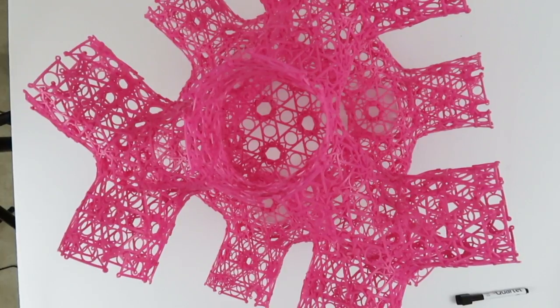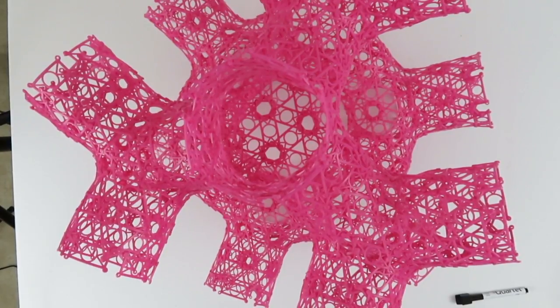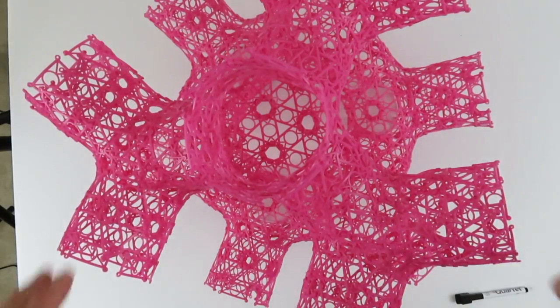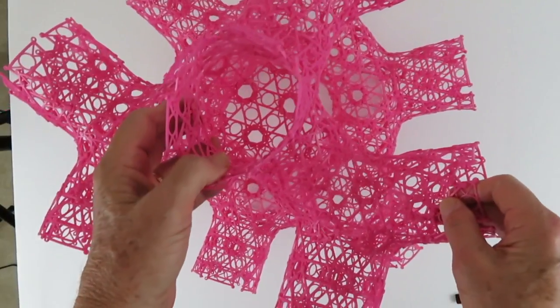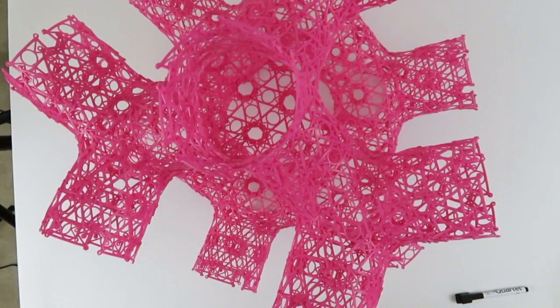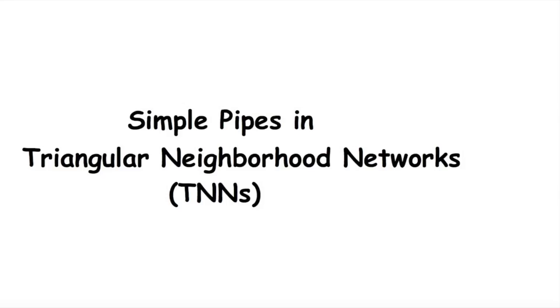Triangular neighborhood networks can be structured into pipes, and then the pipes can be structured into weird and wonderful structures. Here's an example. It's very complex. What we'll do is work our way up from the simplest construction of pipes to something as complex as this structure.